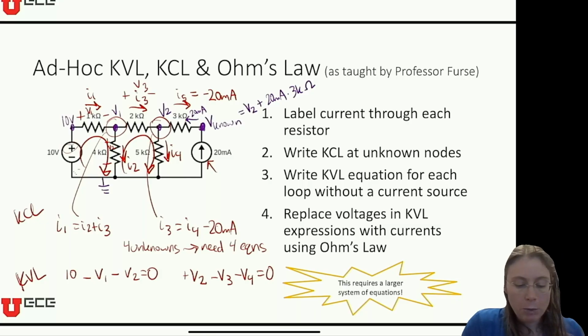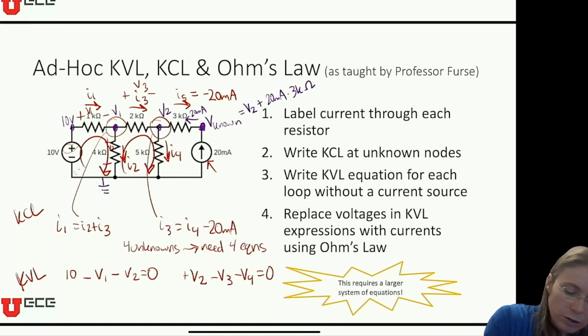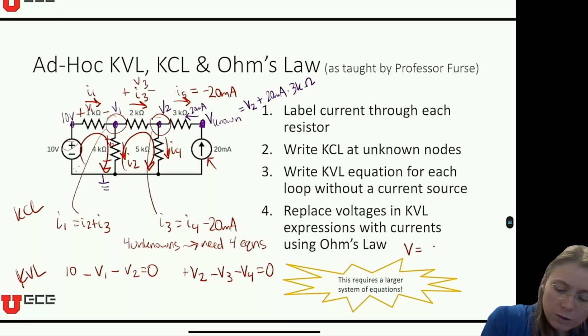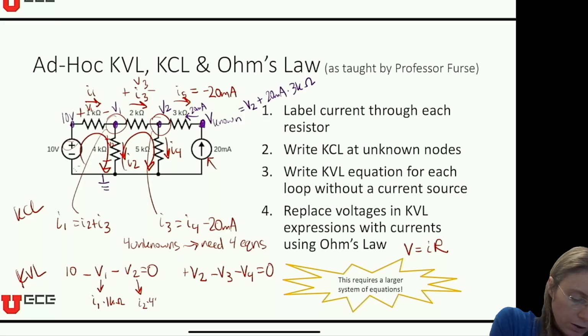And then finally, I will replace the voltages in these last 2 expressions using Ohm's law, because with Ohm's law we know V is equal to IR. So in this case, V1 is equal to I1 times 1 kiloohm. V2 is equal to I2 times 4 kiloohms.